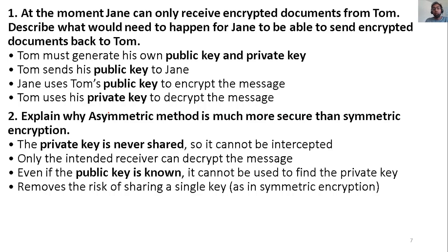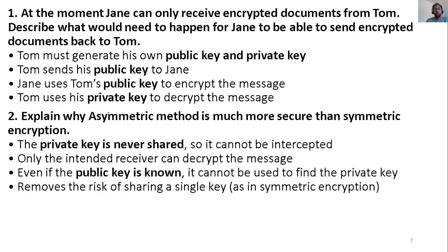At the moment, Jane can only receive encrypted documents from Tom. Describe what would need to happen for Jane to be able to send encrypted documents back to Tom. Tom must generate his own public and private keys. Tom sends his public key to Jane. Jane uses Tom's public key to encrypt the message, and Tom uses his private key to decrypt the message.